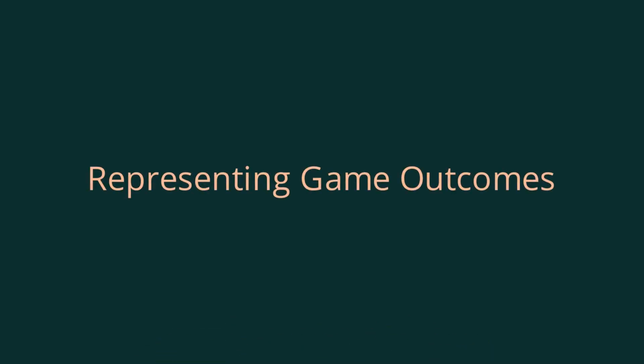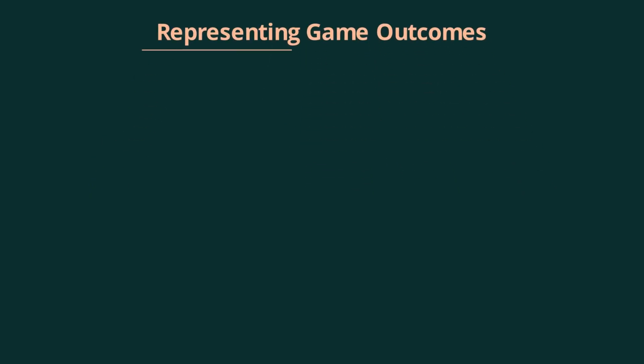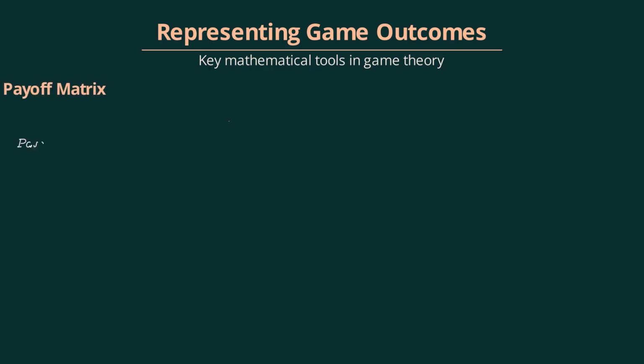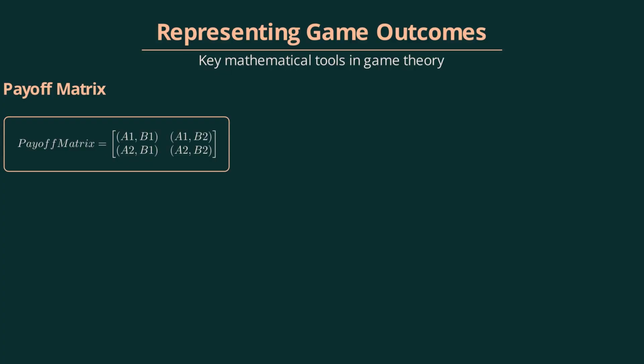Today, we'll explore how to effectively represent game outcomes, a fundamental aspect of understanding strategic interactions in business. We will delve into key mathematical tools from game theory, which are essential for analyzing complex decision-making scenarios. First, let's look at the payoff matrix, a crucial tool for visualizing the results of strategic choices. This matrix, a 2x2 grid, illustrates the combined payoffs for player A and player B based on their chosen strategies.